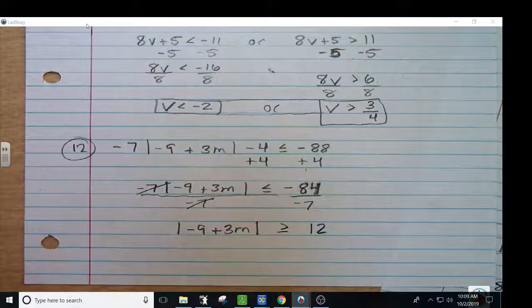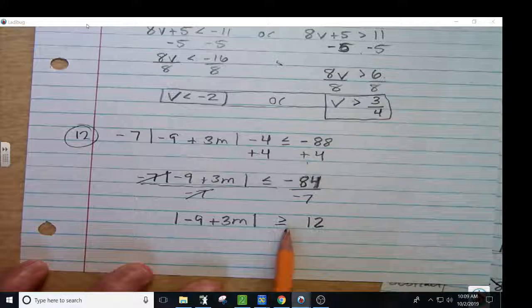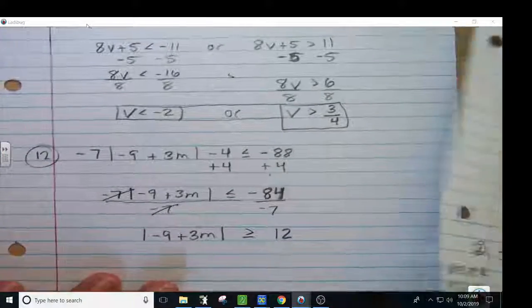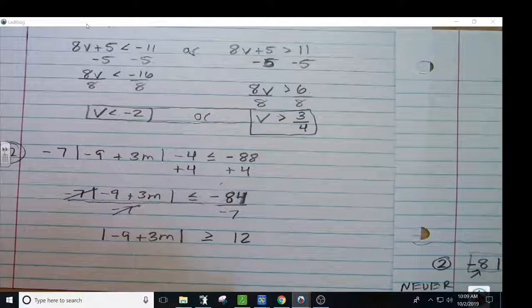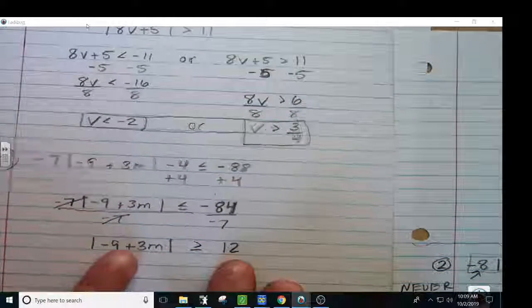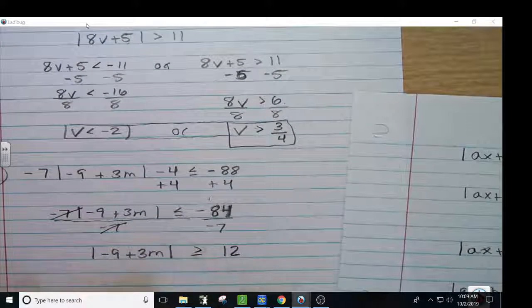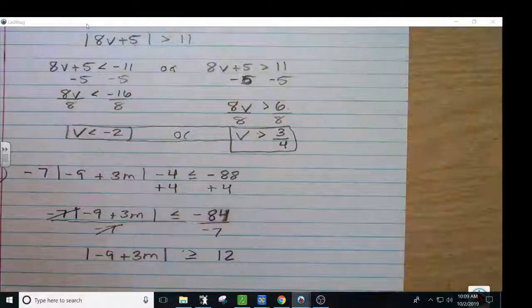I'm gonna start asking some questions. Ben, why did this sign change right here? Why did that sign flip? You divided by a negative. Good. Now, what's my next step, guys? Yep. You've got your absolute value and you got your constant. So what you're gonna do, you're gonna look over here and see which one of these is the right rule.